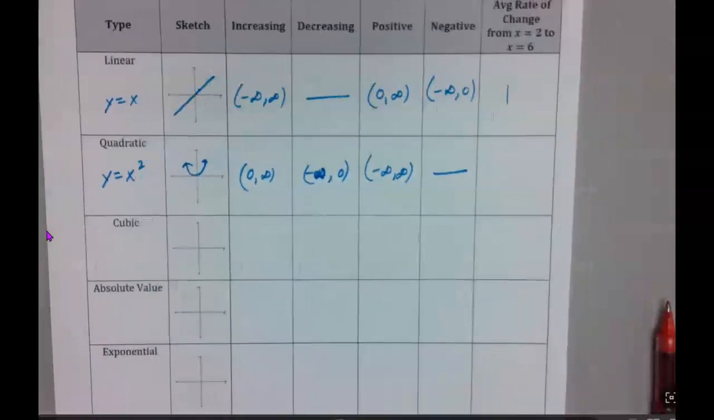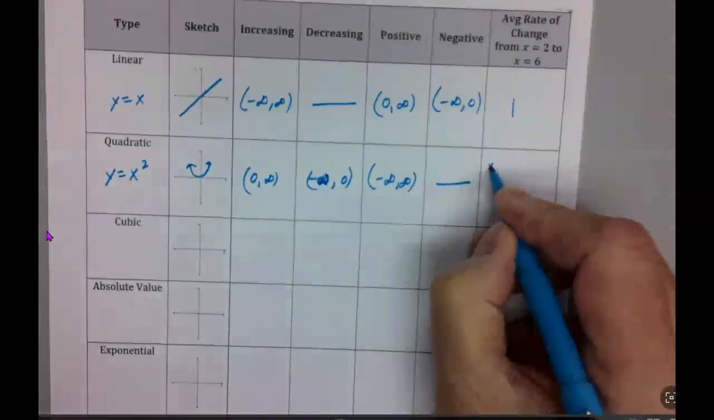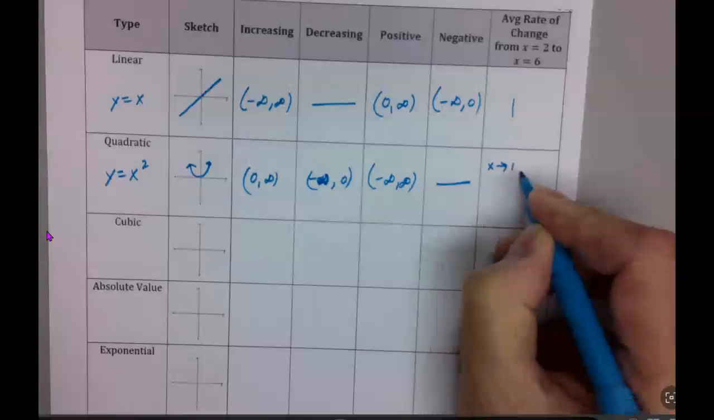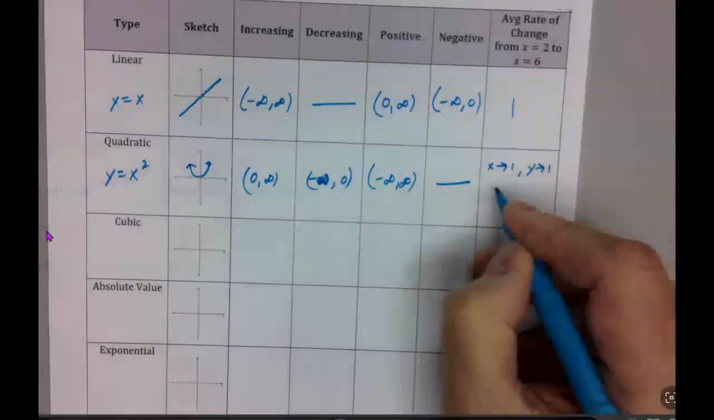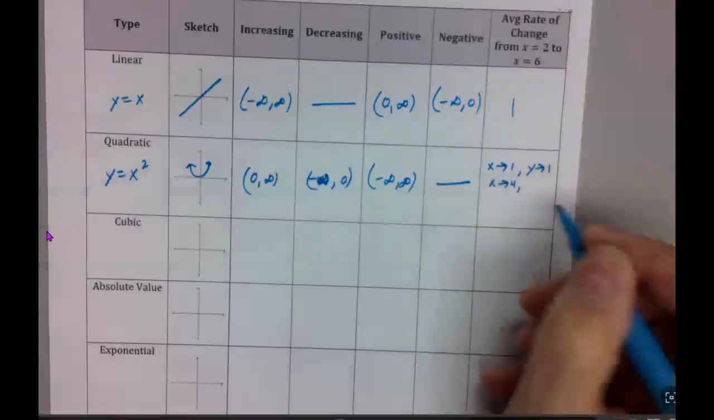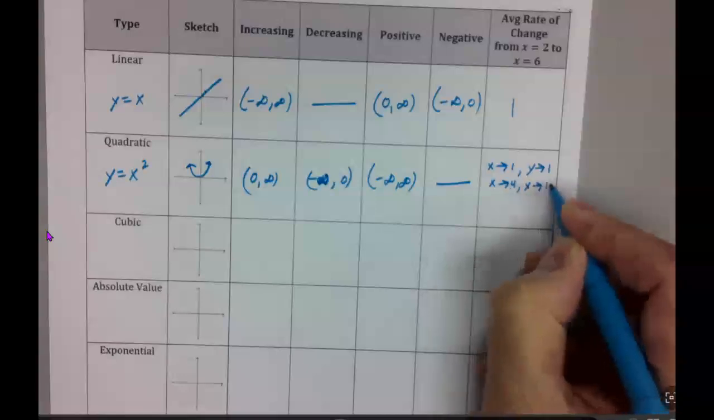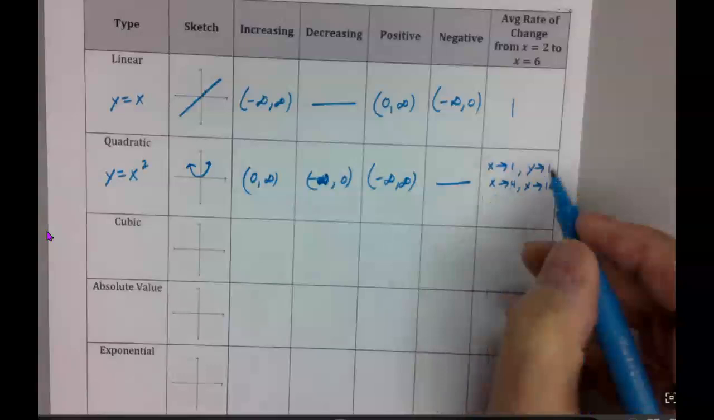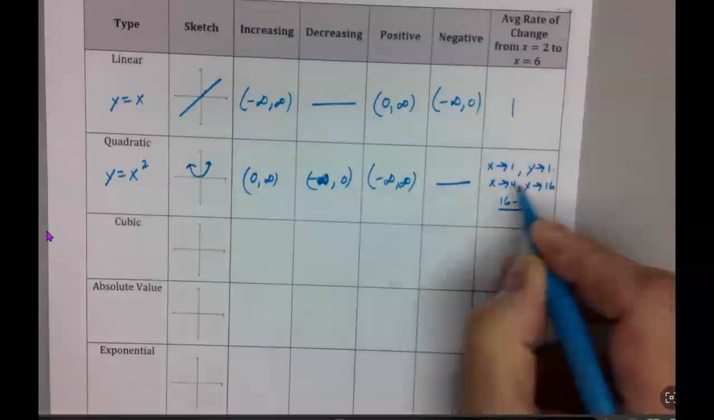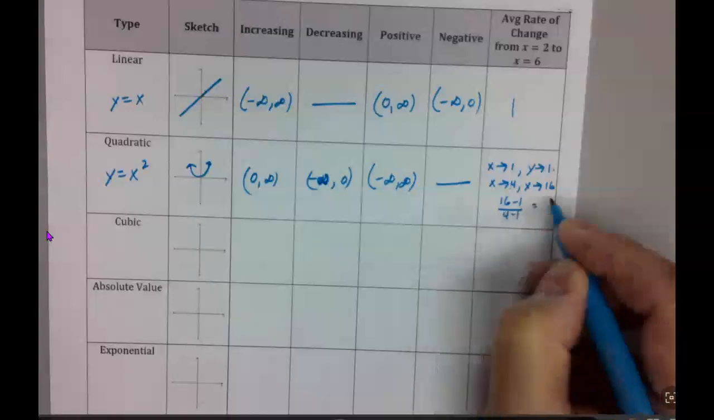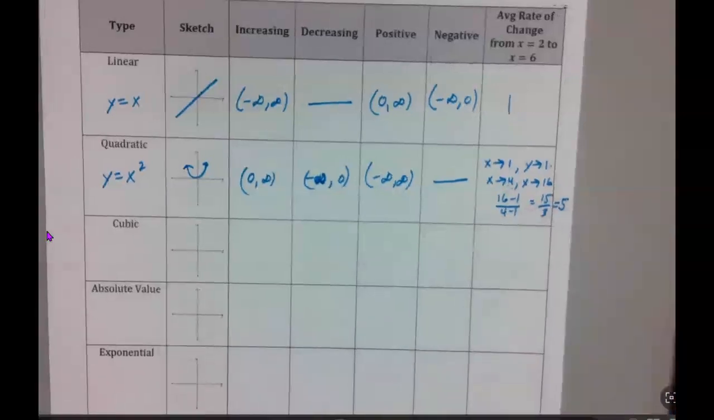And average rate of change, so let's use x as 1, then y will also be 1. And if x is 4, I square 4, I get y is 16. Is that right? So I'm going to take 16 minus 1 over 4 minus 1, which gives me 15 over 3. So I end up with 5 as my rate of change.